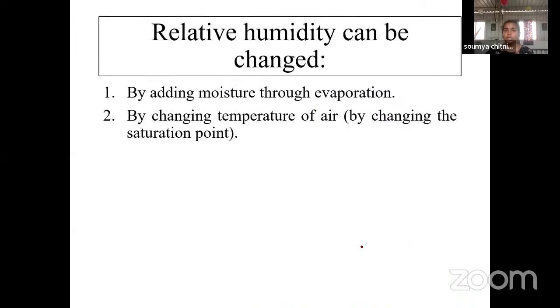All right. So this humidity can be changed by adding moisture through evaporation. So how can we change this? When evaporation increases, then the amount of water vapor present in the atmosphere will increase, and that's how we can change the relative humidity there. And by changing the temperature, just like the previous one I told you, when temperature increases, then the saturation point increases, and thereafter the relative humidity can also be changed likewise.